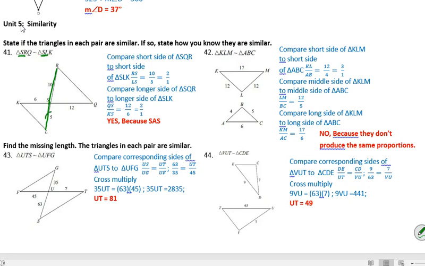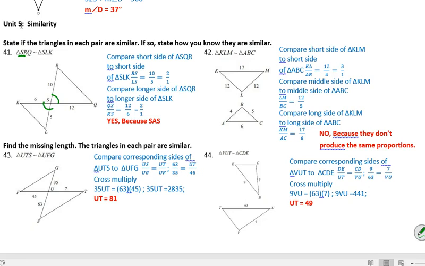You should see pretty quickly 5 and 10: 5 is half of 10, or 10 is 2 times 5, and 6 and 12. So those do produce the same ratio. Because we have congruent angles here, our vertical angles, we can say that these two triangles are similar by side-angle-side.